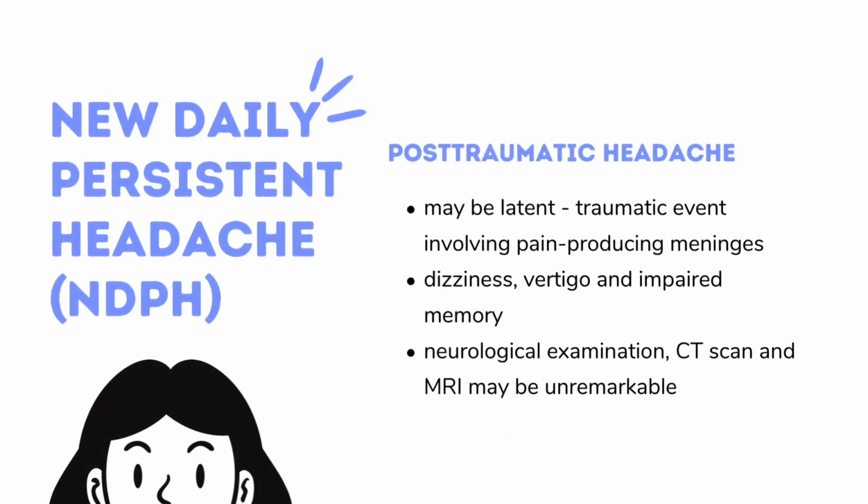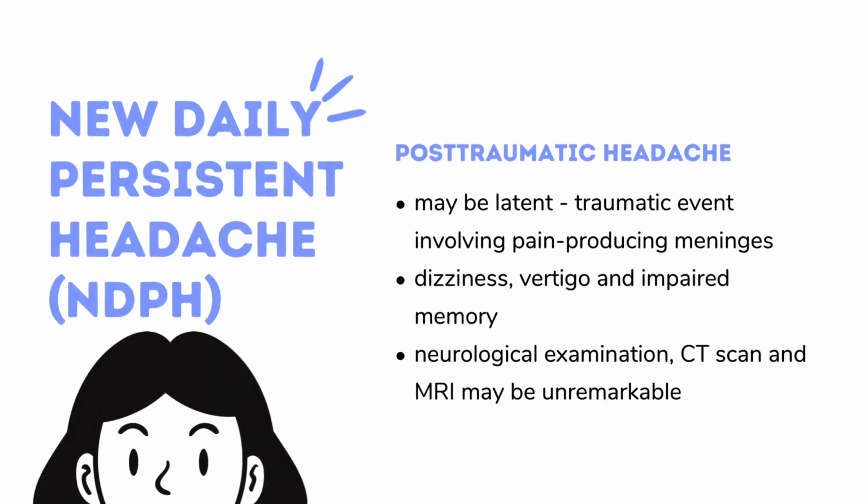Lastly is the post-traumatic headache, which is a broad category ranging from head injury to prior infection. This may occur years after the insult to the pain-producing meninges. It also has dizziness, vertigo, and impaired memory. CNS imaging may be unremarkable due to the chronicity of the damage.